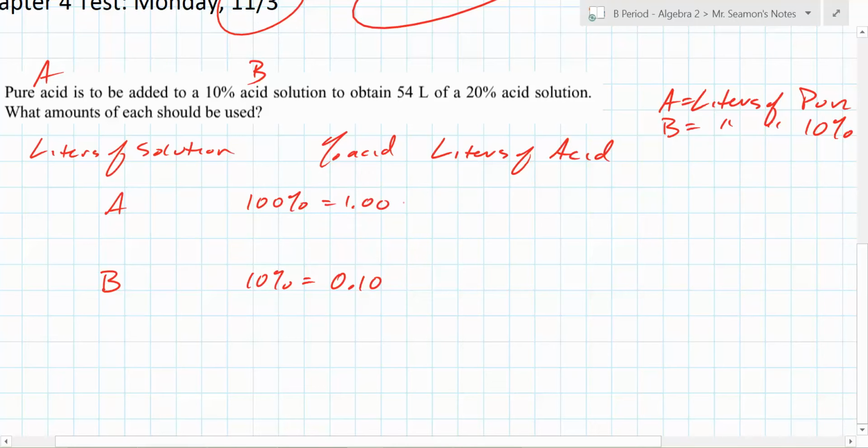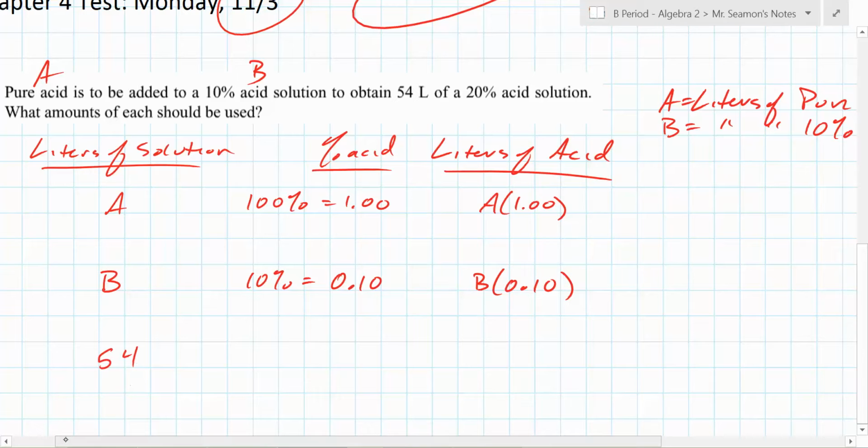1.00. So how many liters of acid are there in A liters of solution A? A times 1. And how many liters of acid are there in the B solution? B times 0.10. Now, what's the total liters of solution that you end up with? 54. Total is 54. What's the percent you want in the total? 20%, which is what in decimal? 0.2. So you have 54 times what?